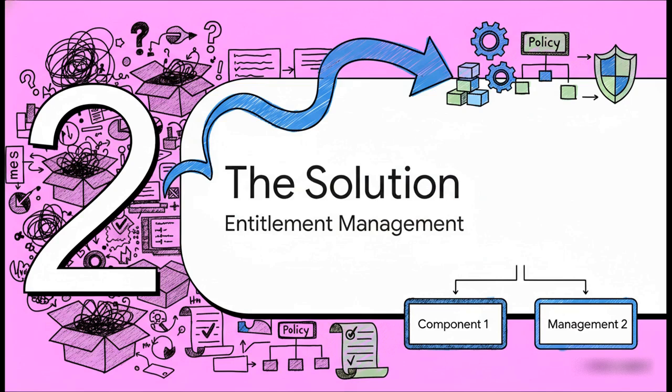So, how do we fix this mess? Well, you have to move away from this manual, chaotic free-for-all and into something structured, something driven by actual policies. And that is exactly what entitlement management does. It's really built on two main ideas.